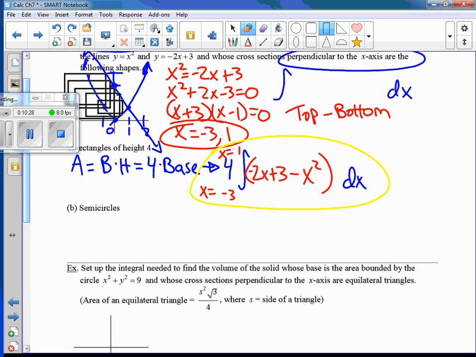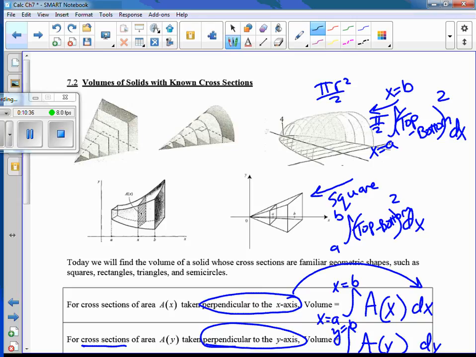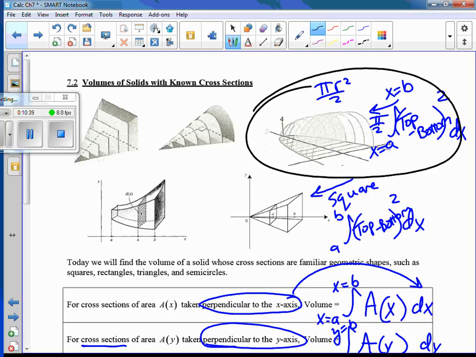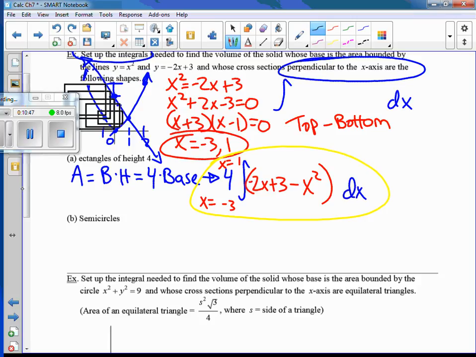In part B, it says that the cross sections are semicircles, which is kind of like the shape we just did a second ago. So you're going to get those kinds of shapes. If we go back over here, we don't really have to do much because it's the same exact equations, same boundaries. So we can just copy and paste these boundaries right here. It's still going to be top minus bottom, and it's still with respect to x. Now the only other part we're missing is that they're semicircles.